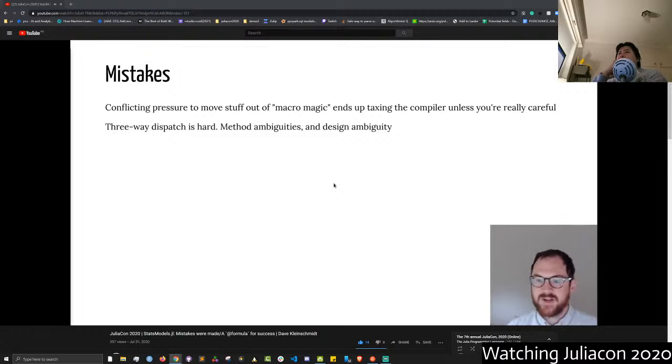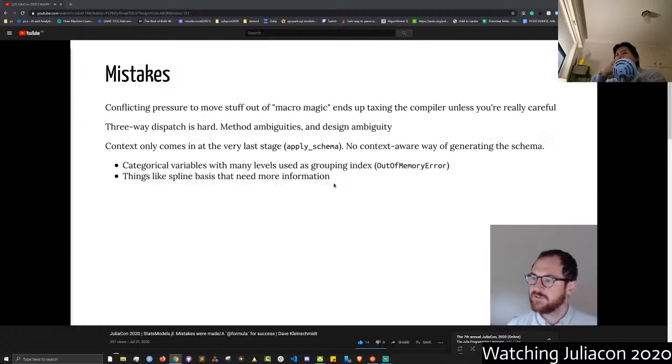Another mistake is that three-way dispatch is hard. You end up with a lot of method ambiguity. It's not always clear where to specialize things, just from a design perspective. I think the biggest outstanding design issue is that the context only comes in at the very last stage of that pipeline before you're actually generating the array. It comes in at the apply schema stage.